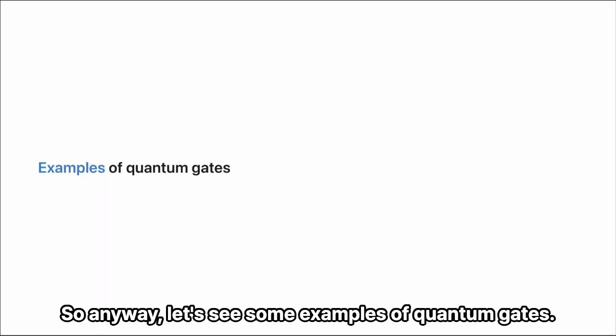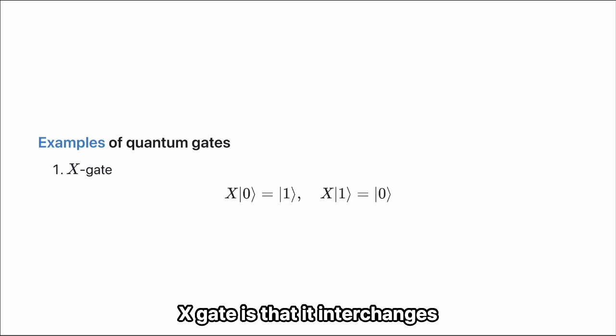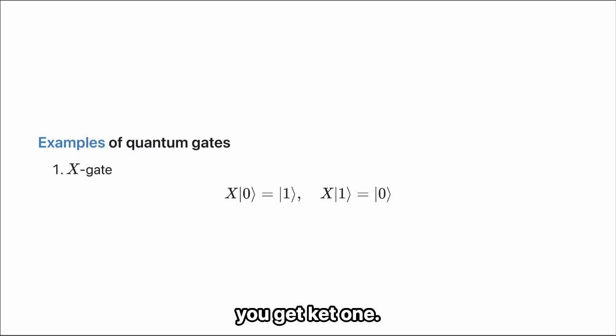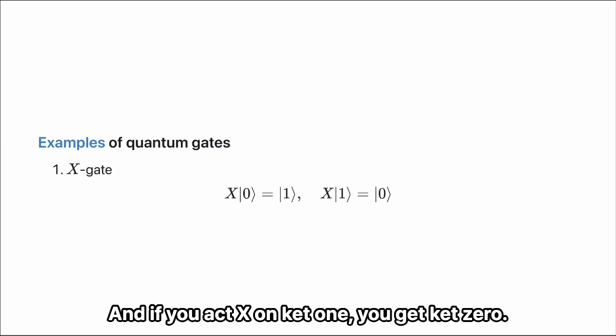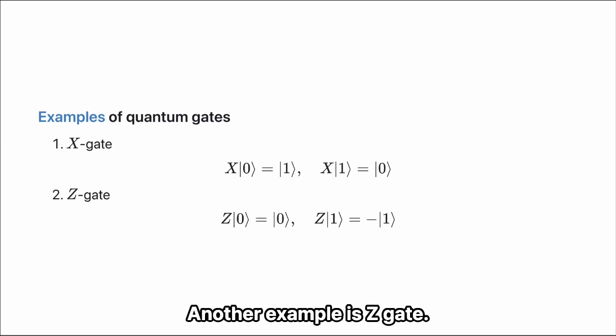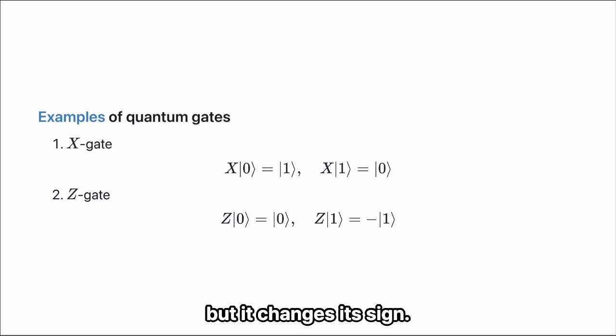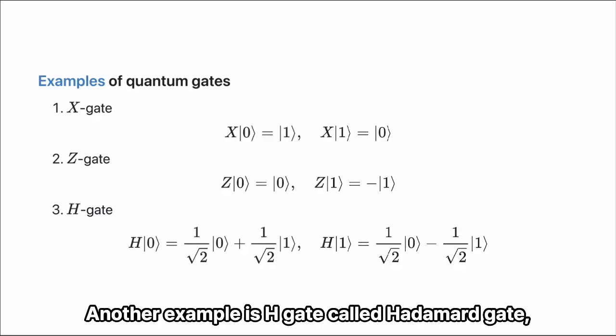So anyway, let's see some examples of quantum gates. The X gate interchanges the ket 0 state and the ket 1 state. So if you act X gate on ket 0, you get ket 1. And if you act X on ket 1, you get ket 0. Another example is the Z gate. Unlike the X gate, the Z gate does not change ket 0. It makes ket 1 stay at ket 1 state, but it changes its sign.